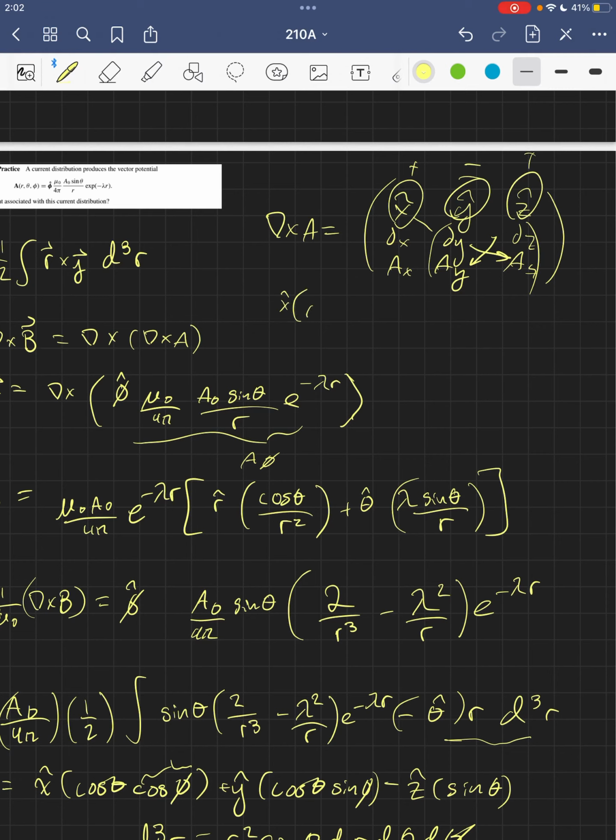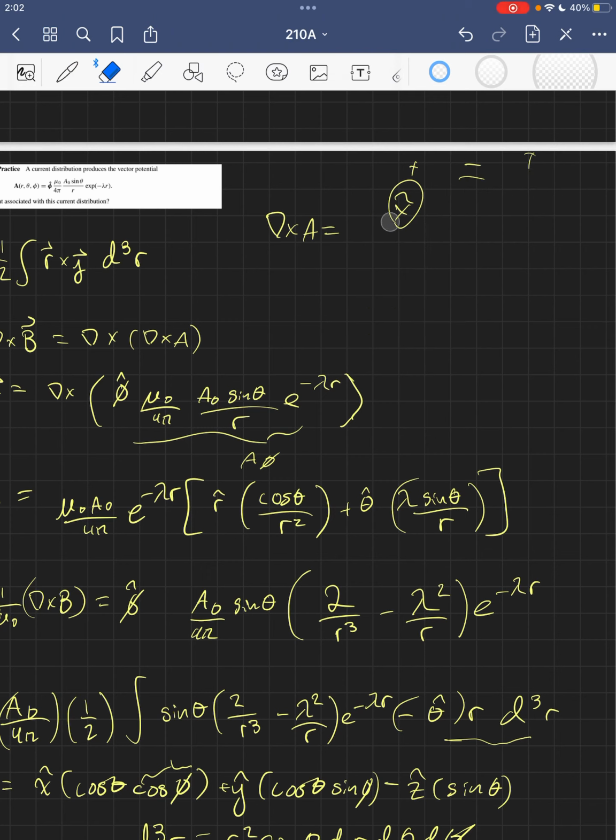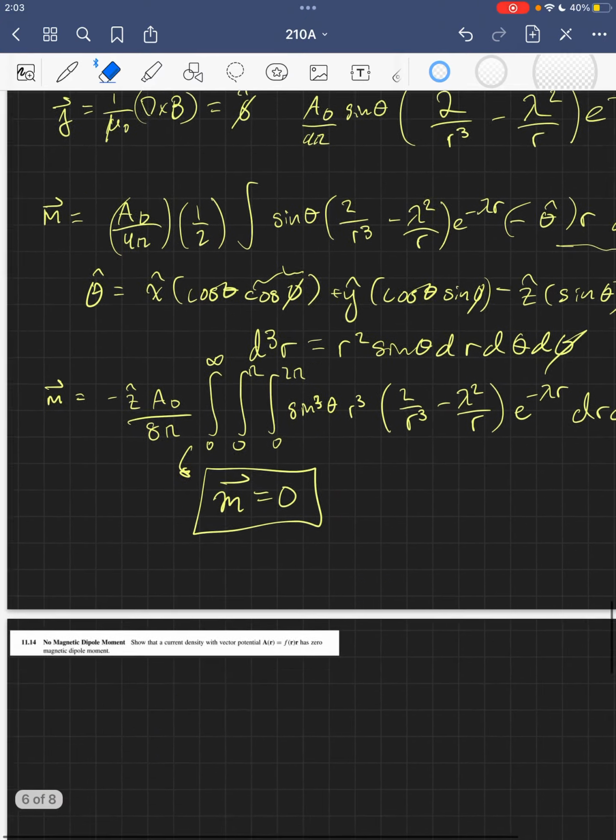So x hat (dy az minus dz ay) minus y hat (dx az minus dz ax), on and on and on. Okay, and obviously if you're in the other coordinate systems, you have to put in your 1 over r squared term or your 1 over r squared sine theta term, right? You have to include those, okay?